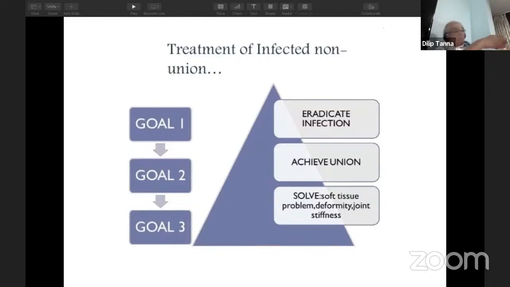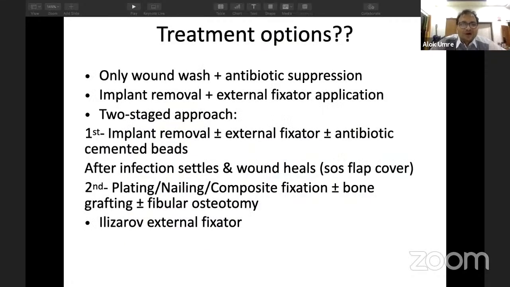Proceed. So the plan was to eradicate the infection and achieve stable fixation. Exactly. For the treatment options, you can plan a 2-stage or a 1-stage surgery. You can do implant removal, external fixator, antibiotic beads, and then in the second stage do plating. Any opinion of the senior faculty on how to proceed, besides what Tanna sir has spoken? Any other different opinions? We would like Professor Kretek's opinion on the infection scenario. What stages do you plan: 1 stage, 2 stage, or 3 stage, Professor?